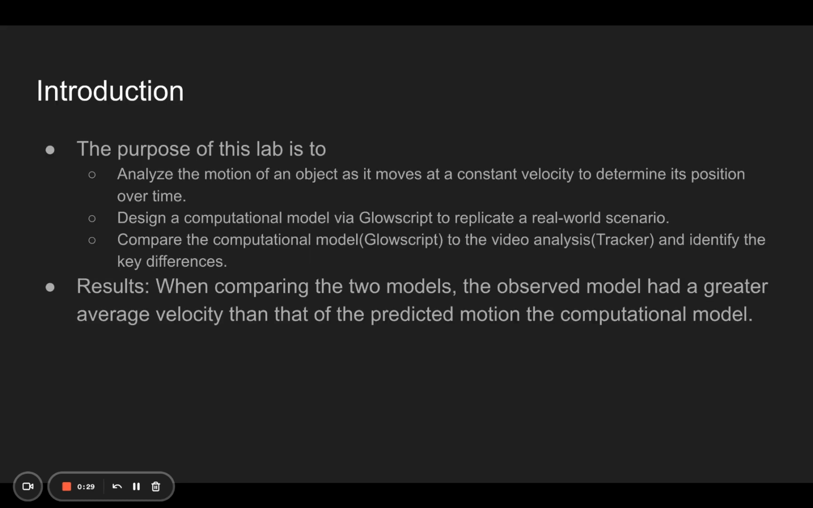The purpose of this lab is to analyze the motion of an object as it moves at a constant velocity to determine its position over time. I will also design a computational model via GlowScript to replicate a real-world scenario. I will compare the computational model to the video analysis and identify the key differences. When comparing both these models, the observed model had a greater average velocity than that of the predicted motion via the computational model.